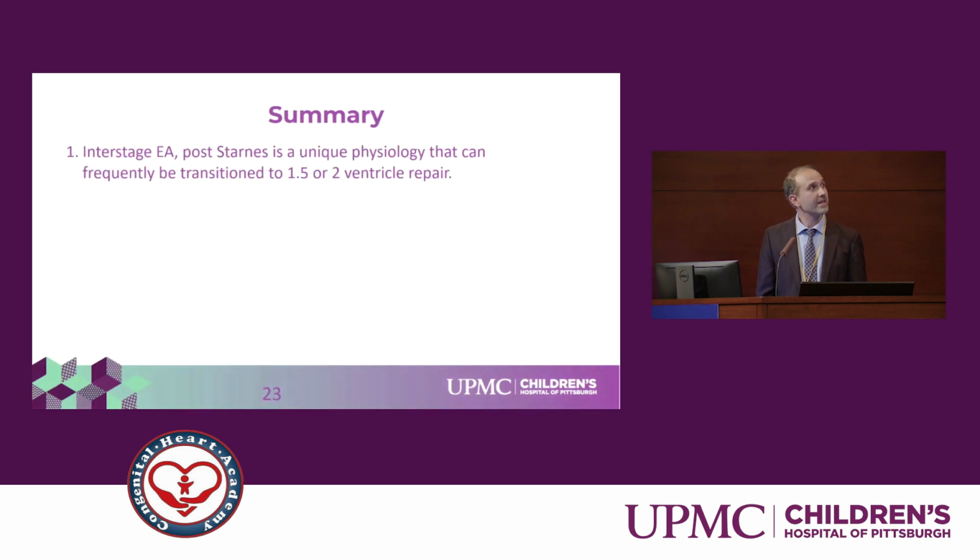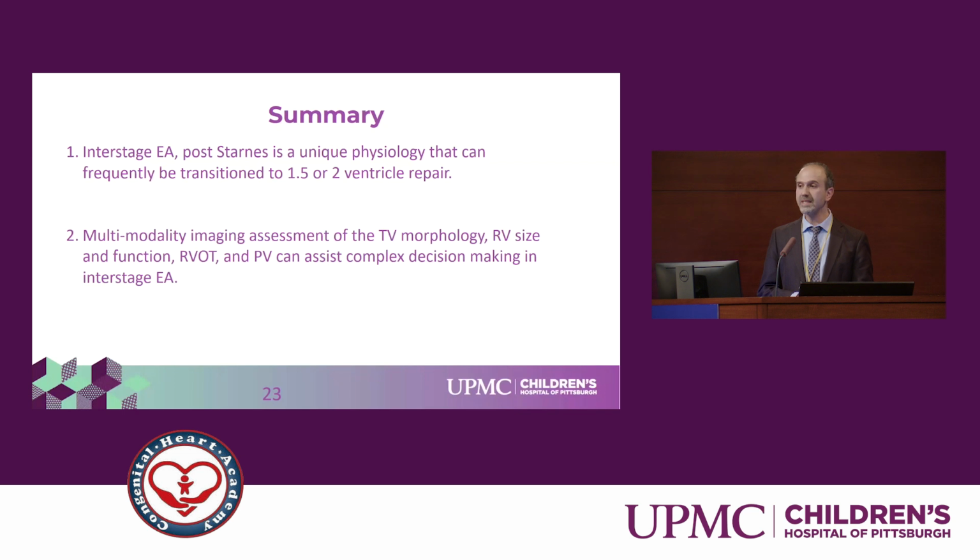So with that, over the last 15 minutes, we talked about the interstage Epstein's anomaly post-Starnes, which represent a unique physiology that can frequently be transitioned to a 1.5 or 2 ventricles. And we talked about the algorithm for that, and that multimodality imaging assessment of the tricuspid valve morphology, the RV size and function, RVOT, and pulmonary valve can assist this complex decision-making in Epstein's anomaly.